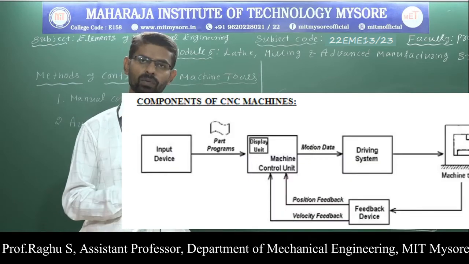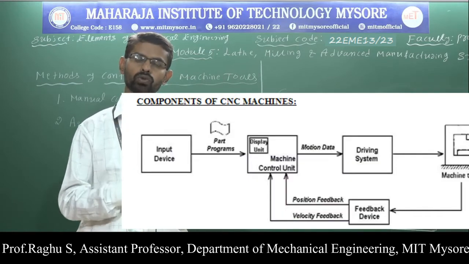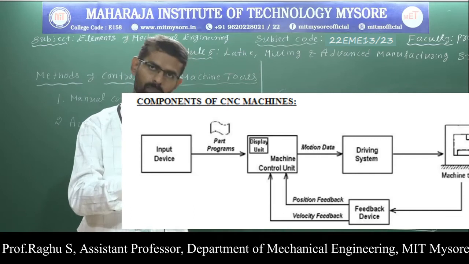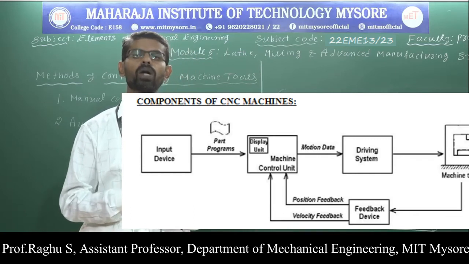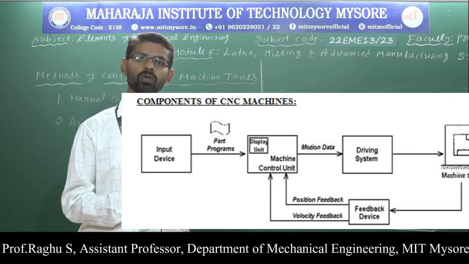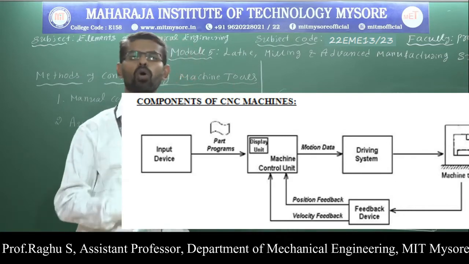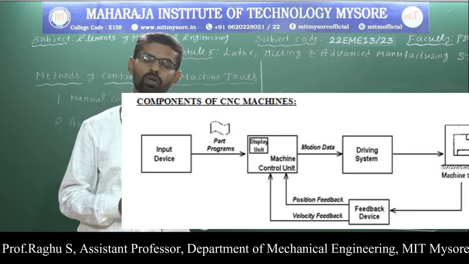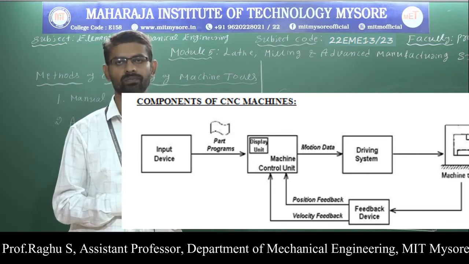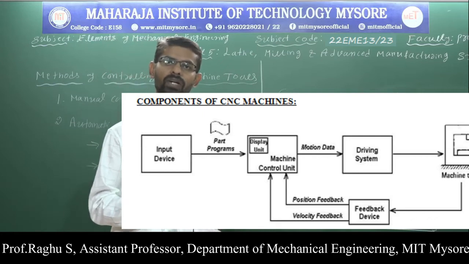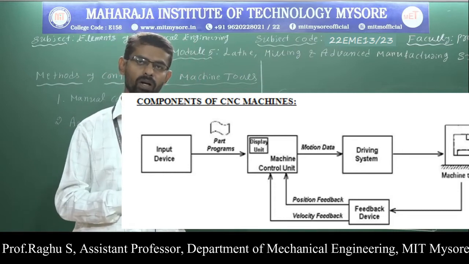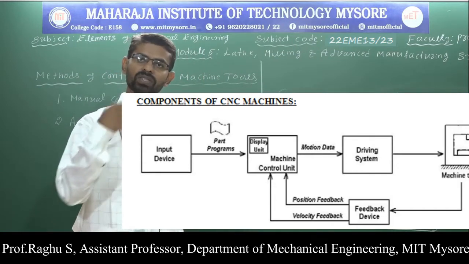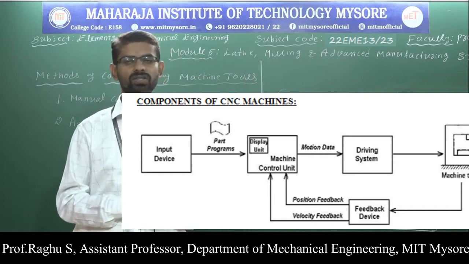Input device is used to input the part program into the CNC machine. We are using a small keyboard in order to input the part program into CNC machines. The next one, part program. Already we have discussed. Part program means program of instruction. It is written in coded form by a part programmer. It consists of step-by-step commands which tell the machine tool what to be done in what sequence.